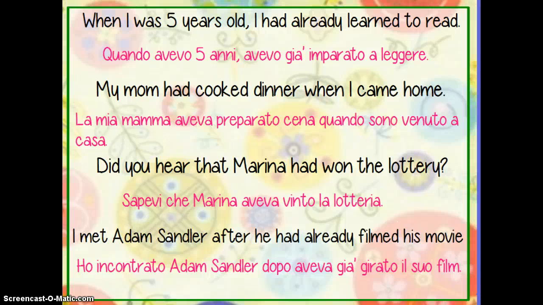My mom had cooked dinner when I came home. La mia mamma aveva preparato cena quando sono venuto or quando sono venuta a casa. Did you hear that Marina had won the lottery? When you're talking about did you hear, you could actually say sapevi che or anche hai saputo che. Either or actually worked there. Che Marina aveva vinto la lotteria. So vinto is an irregular past participle.